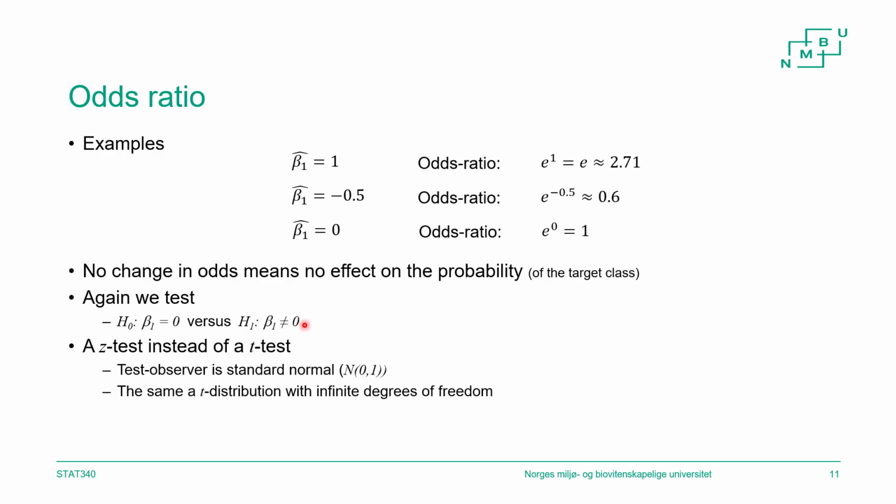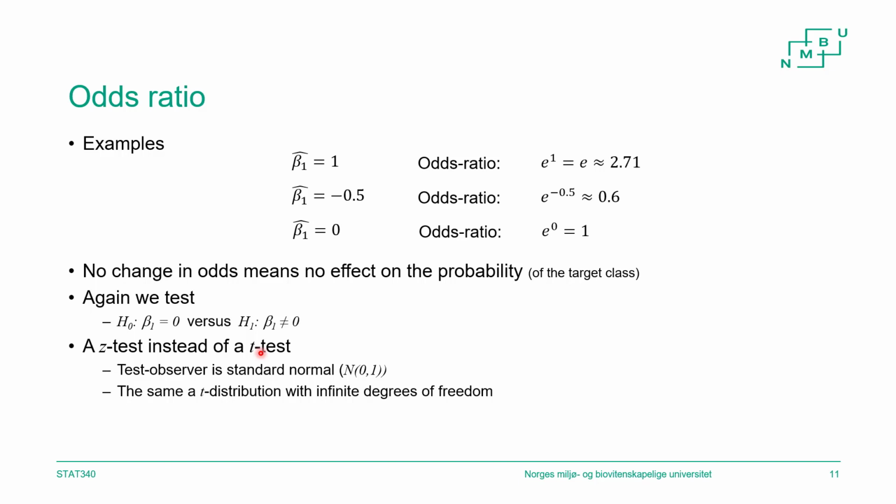Instead of making a t-test, we now get what is called a z-test. And that is because the test observer is no longer t-distributed. The nice theory we have for linear models doesn't hold anymore for these generalized linear models. But an approximation is to do it like this.